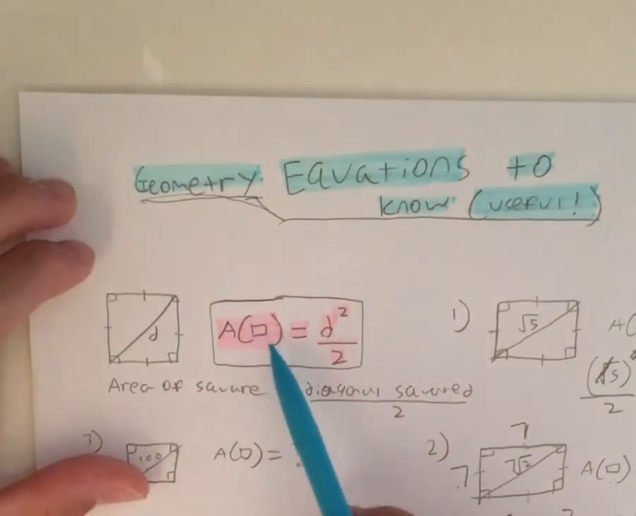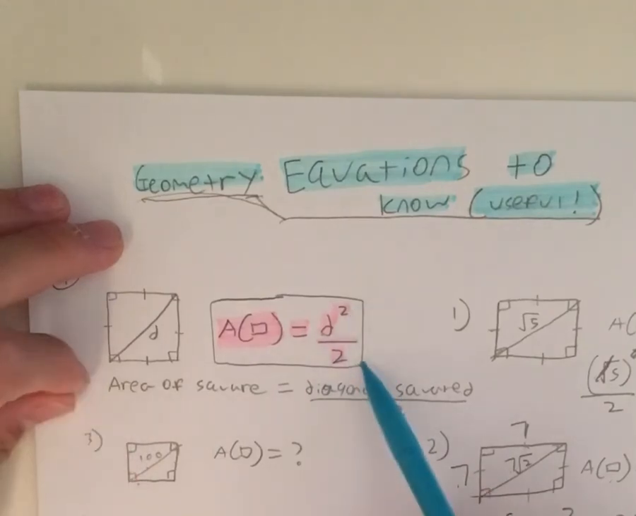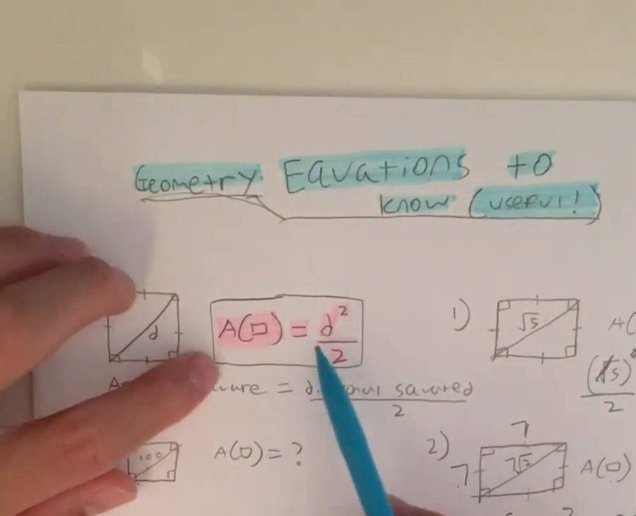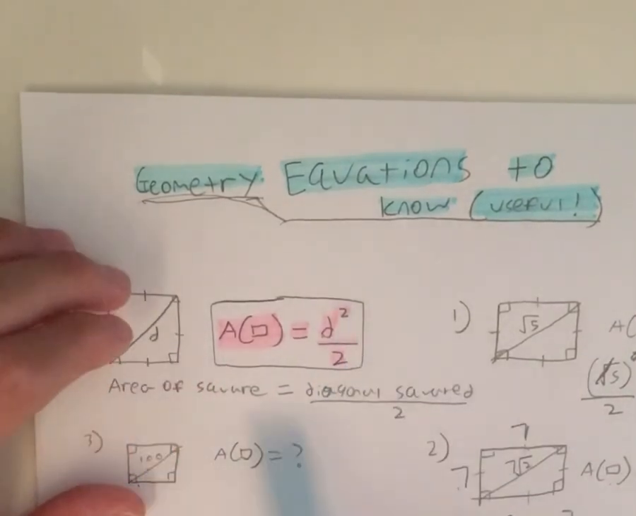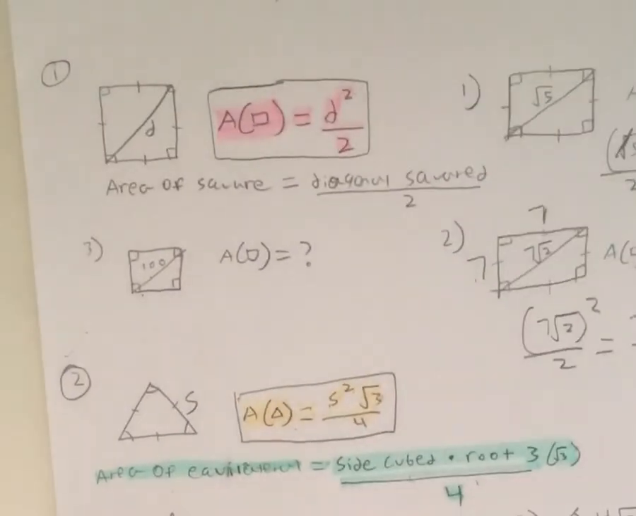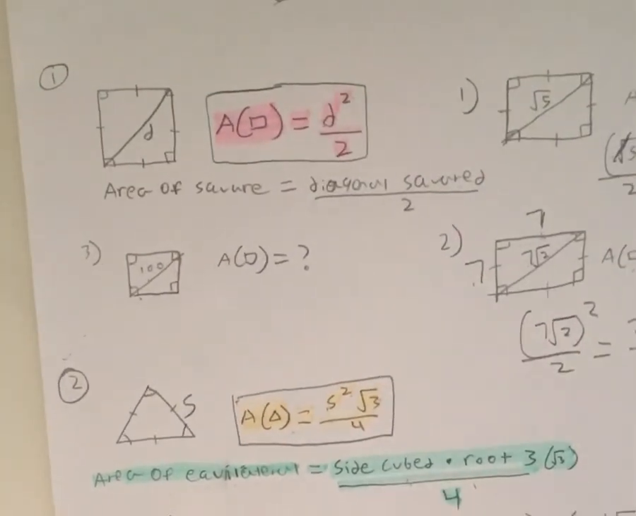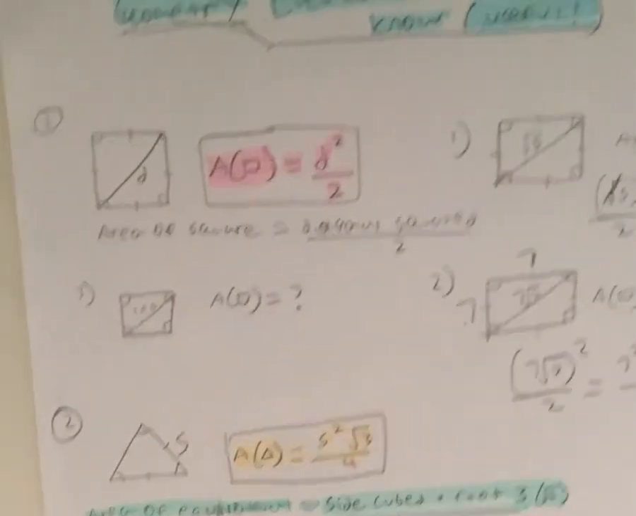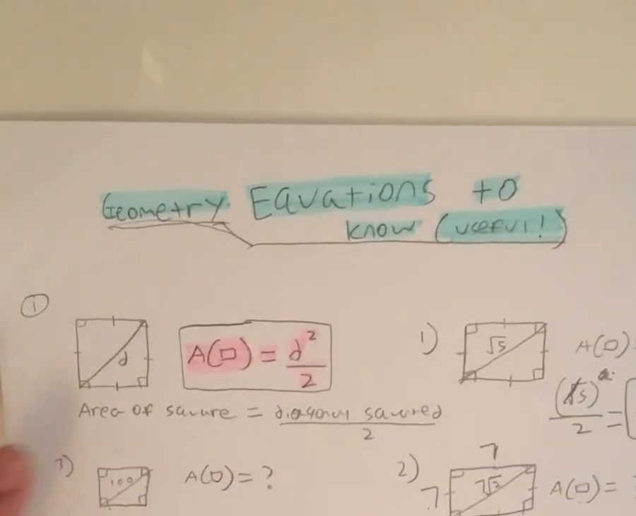Alright, I'm going to make a summary of what I just explained. The area of a square is equal to diagonal squared over 2. The area of an equilateral triangle is equal to side length squared root 3 over 4. And lastly, the total sum of degrees in a polygon is equal to 180 times (the number of sides minus 2). And boom. Memorize these 3 equations and you're good.